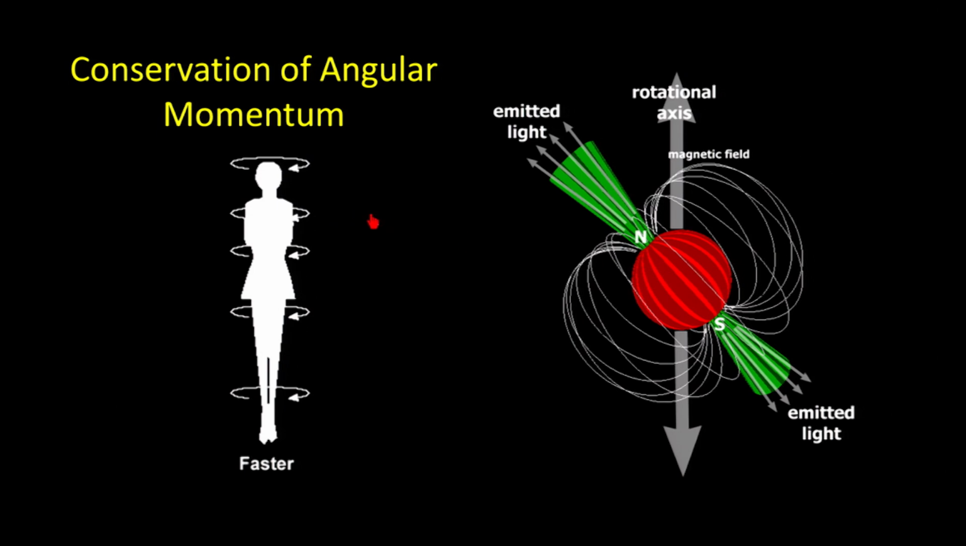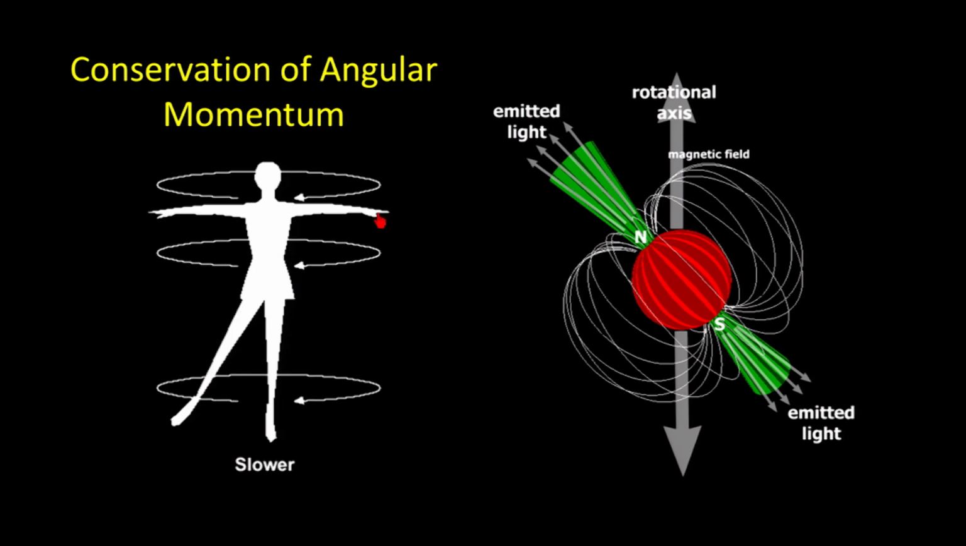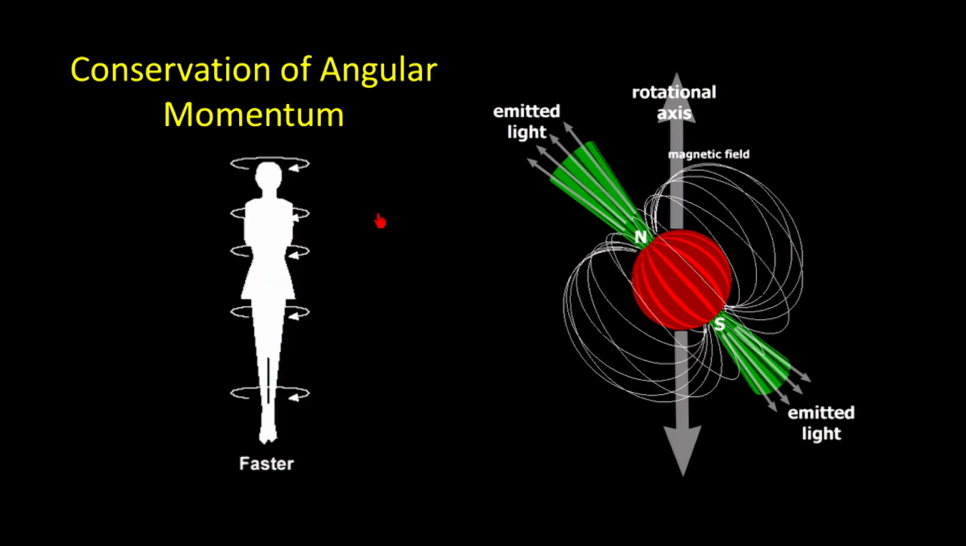A figure skater does this whenever she pulls her arms inward while she's spinning. Of course, she spins faster and faster as a result. So this is a core that has shrunk while it was already spinning. And as it spins and shrinks, it spins faster and faster and faster. So the physics seem to be plausible that a neutron star could be spinning very, very quickly.